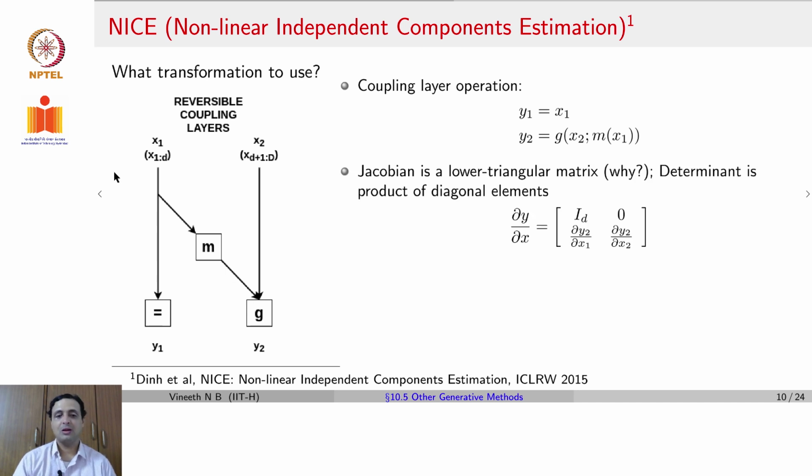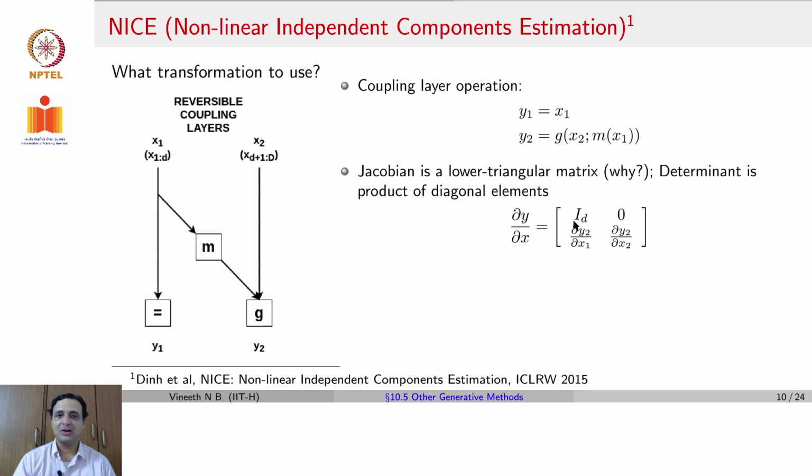In this case it's clear that the Jacobian will be a lower triangular matrix. Why do you say so? Because y1 does not depend on x2. So all these upper triangular elements of the Jacobian matrix would become zeros.